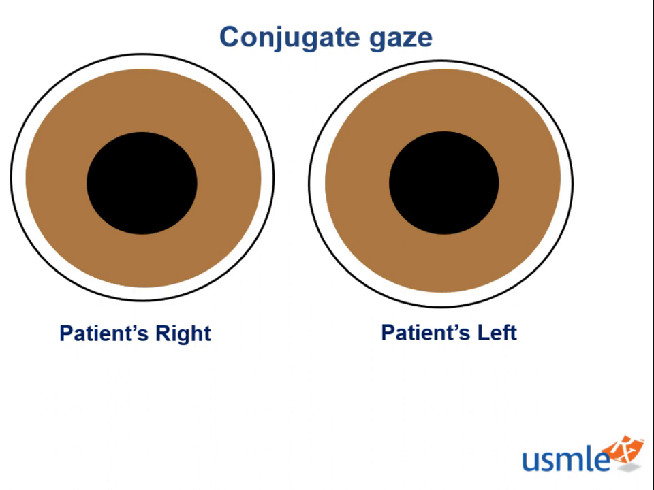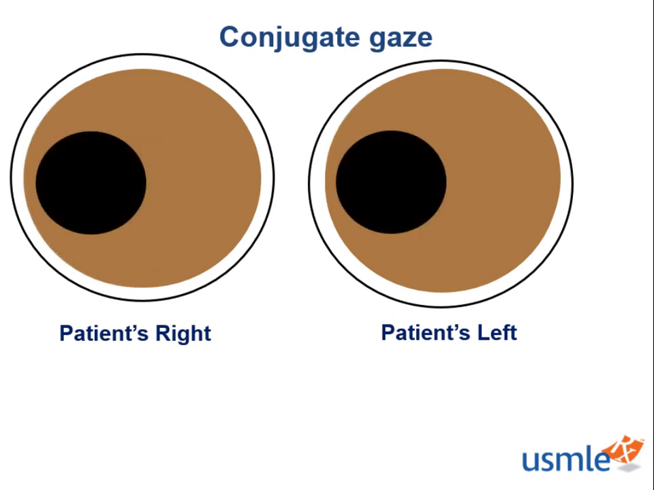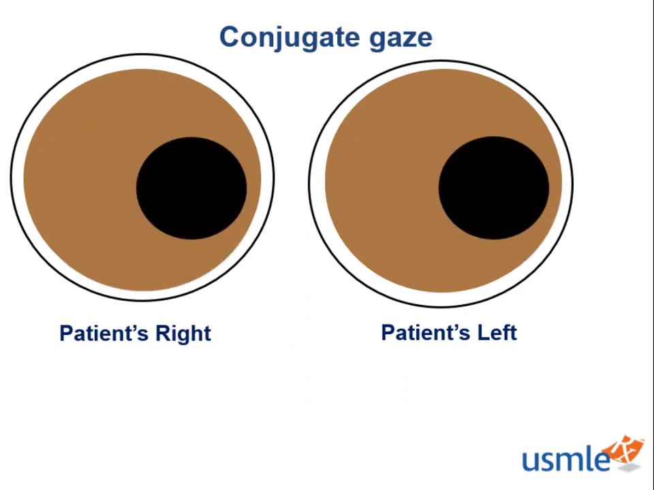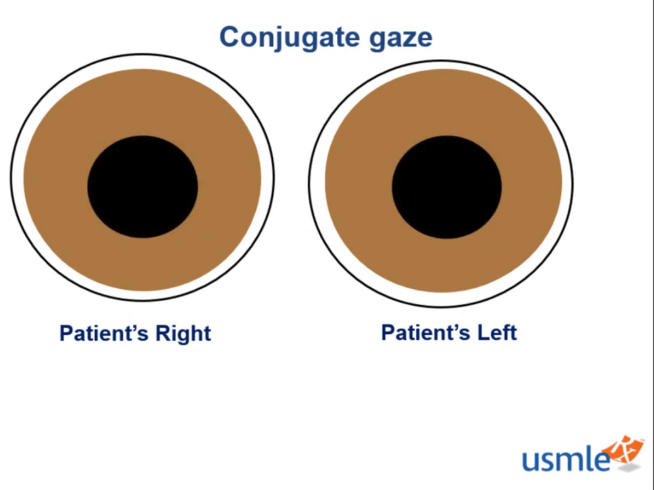Internuclear ophthalmoplegia is a conjugate gaze palsy. So let's start by discussing conjugate gaze, which is the ability of the eyes to look in the same direction. Imagine that these eyeballs represent a patient looking at you, and as such, are labeled patient's right and patient's left. If we ask the patient to look to their right, we see that both eyes move to the patient's right. Similarly, if we ask the patient to look to their left, we see that both eyes move to the patient's left.